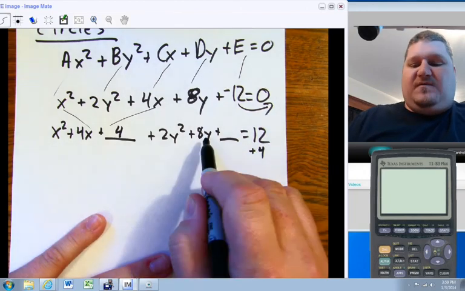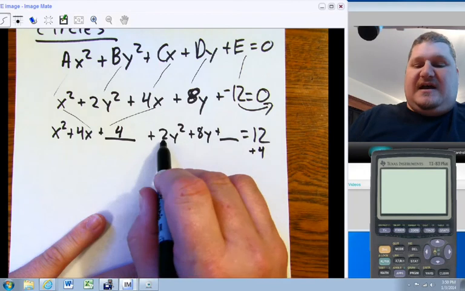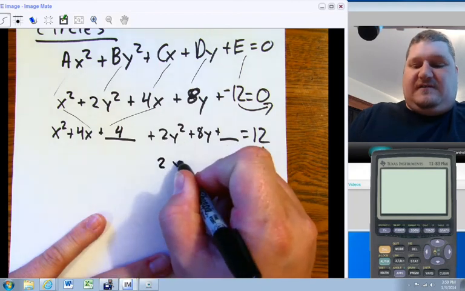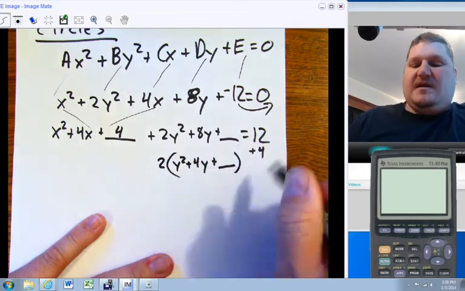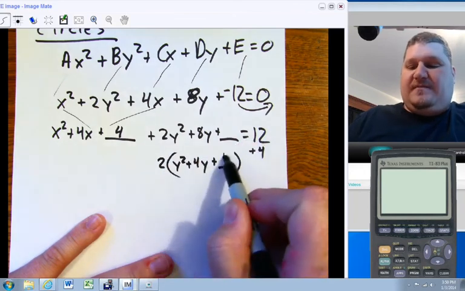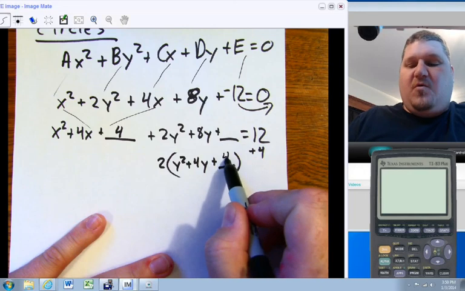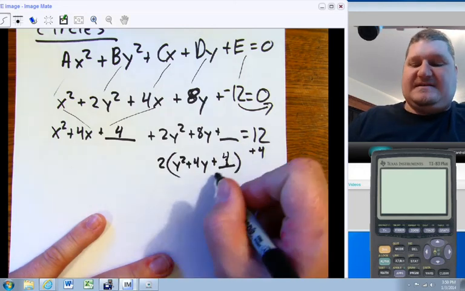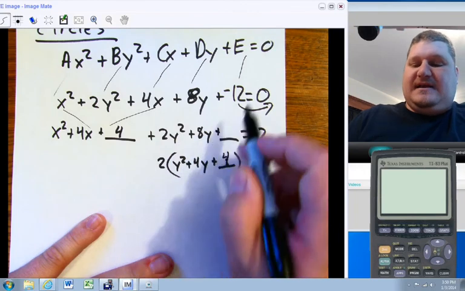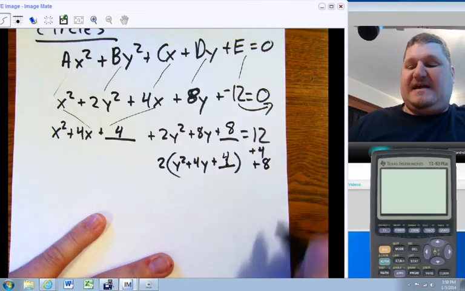Now, unfortunately, I cannot complete the square the way this is because I have a 2. So let's factor out that 2. And now I can complete the square. Oh, that's 4. But this 4, if I were to distribute that 2 back out, is truly an 8. So when I put really a plus 8 over here, I need to put a plus 8 over here.